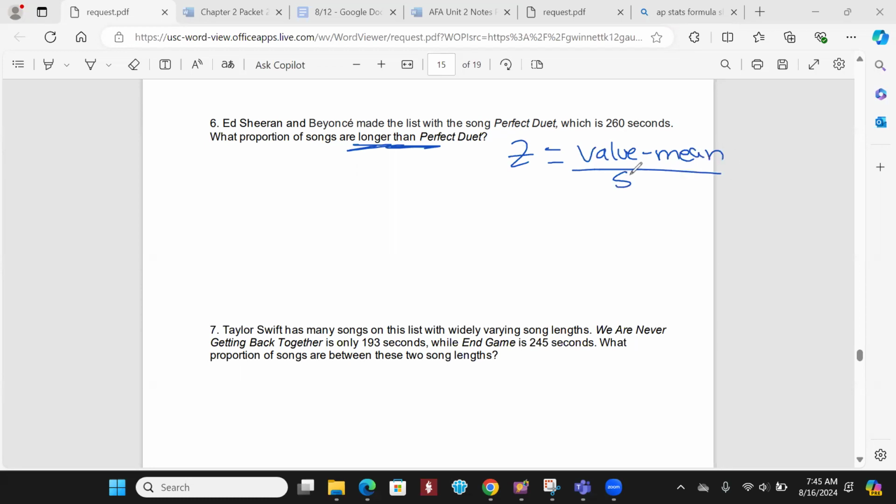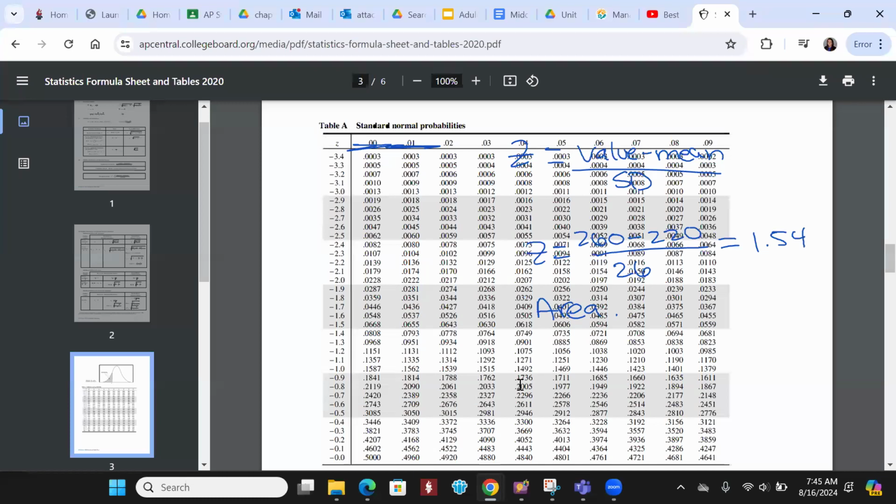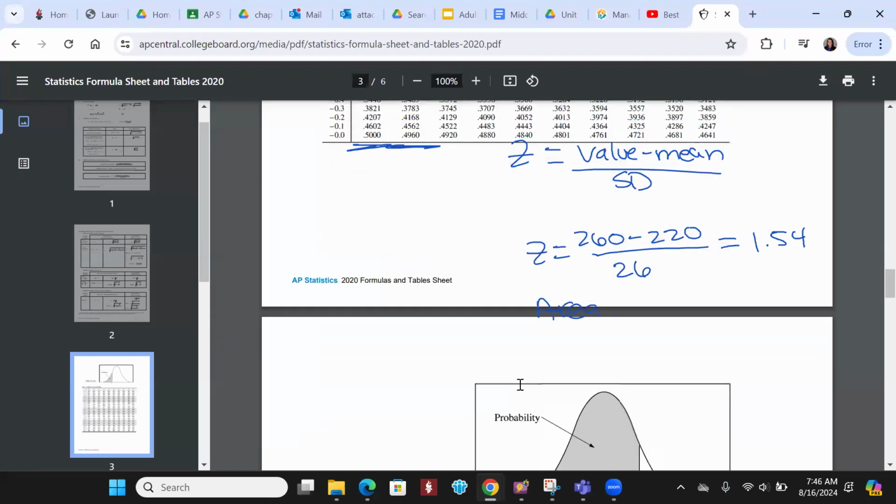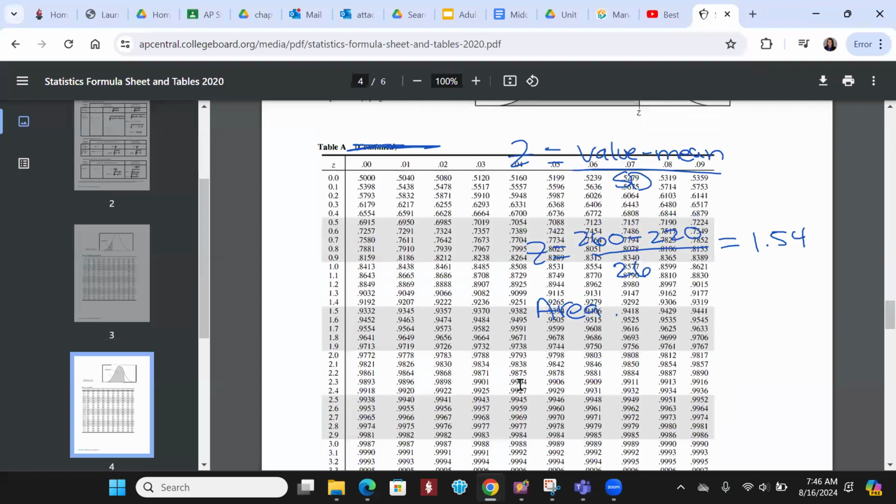mean divided by the standard deviation, right? What's our value? 260. What's our mean? And what's our standard deviation? When we plug that in, what do you get? 1.54. And then we're going to go to our fancy table, right? Are we going to use the positive or the negative? Positive. So we're going to flip to the next page. We're going to go down on the left-hand side and find 1.5, and we're going to go over to 04, and help me because I'm blind. I think it's 0.9382.